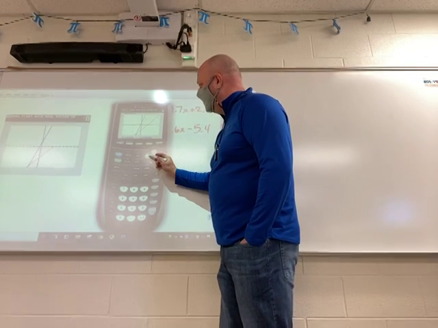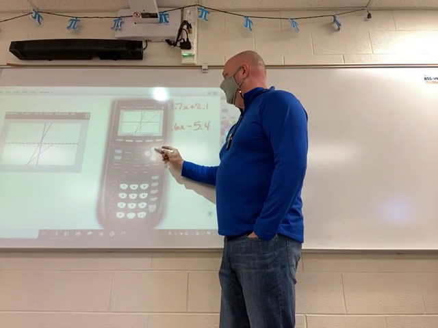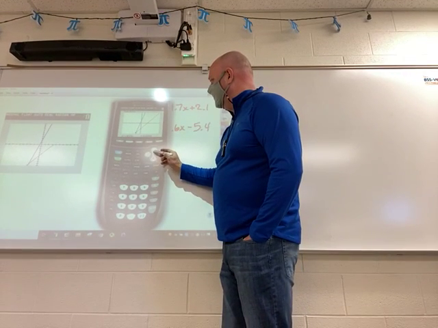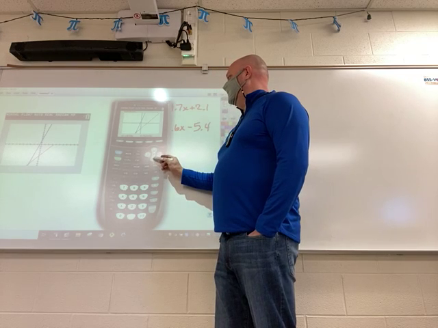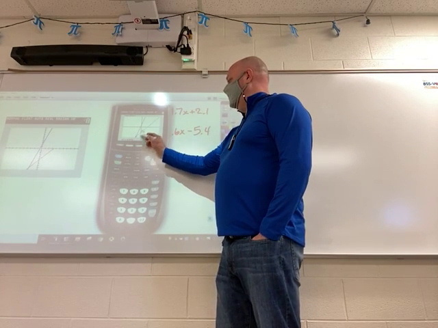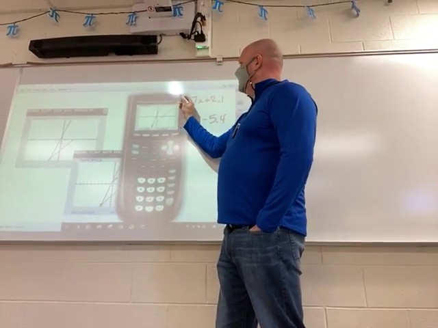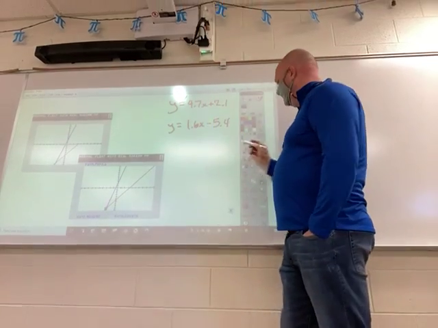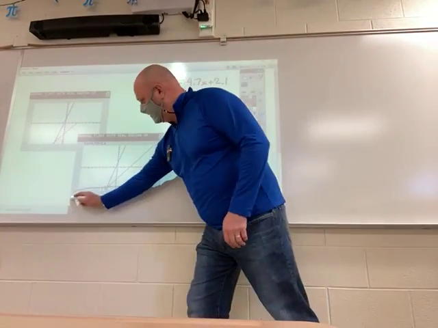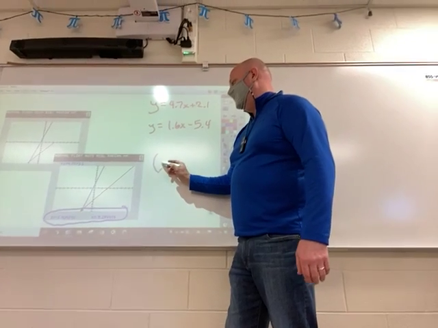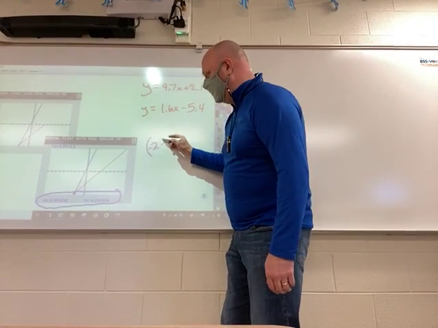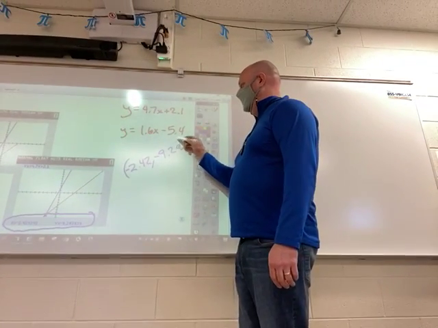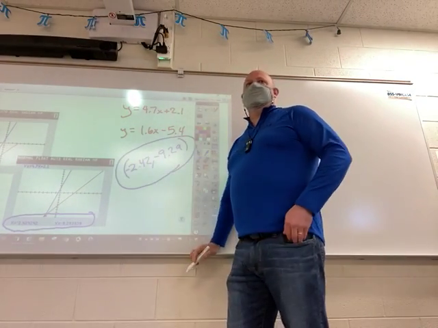So I would move that down, and then once I think it's on the point, I would press up and down again and see how much it changes. To me, that point right there looks like the answer, because when I press up and down, those numbers aren't really changing. So that to me is the answer. About negative 2.42, comma, negative 9.29. That's what I would predict as the answer.